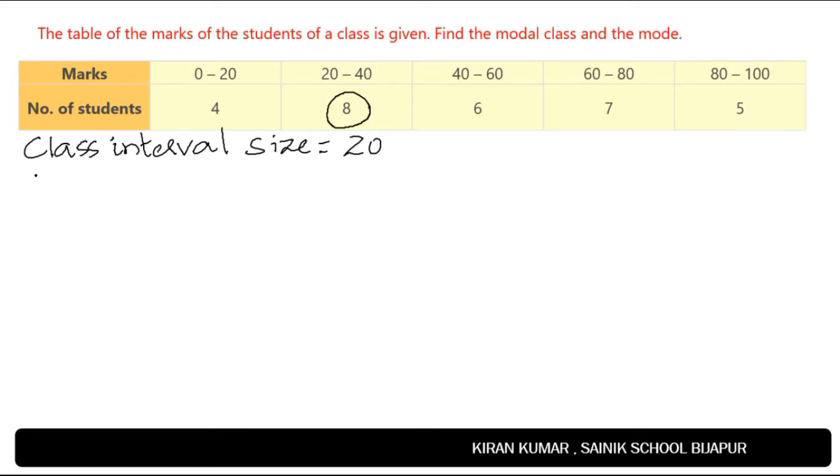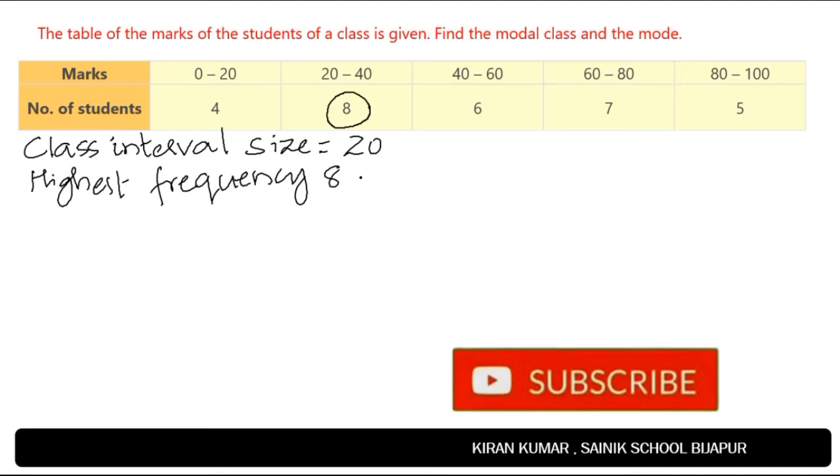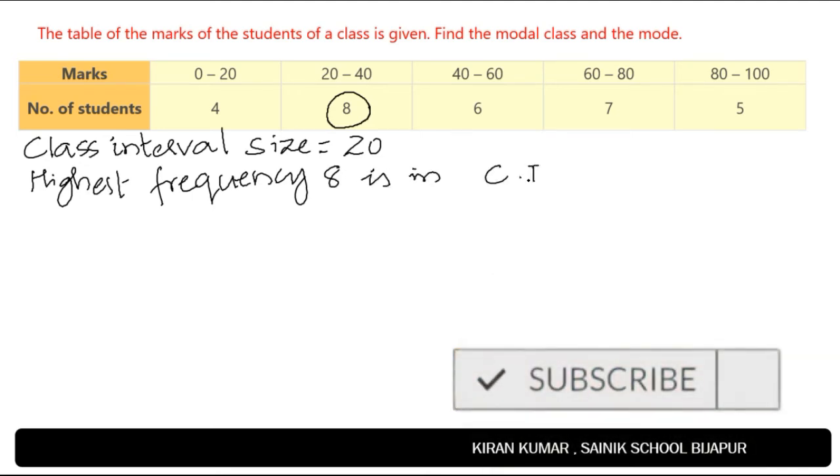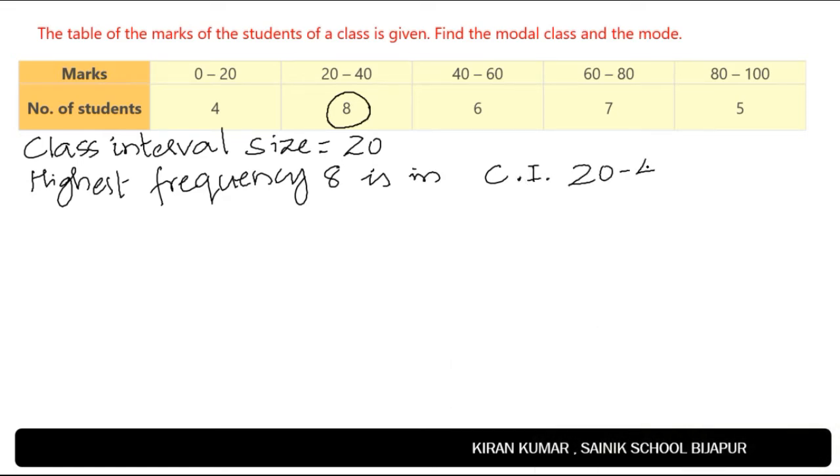So the highest frequency, 8, is in the class interval. I'll write it as CI, not compound interest. It's class interval 20 to 40. So the modal class will be 20 to 40. This is called the modal class.